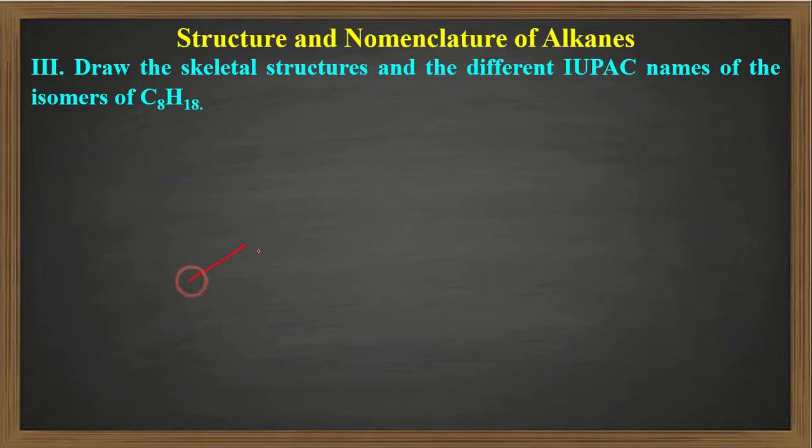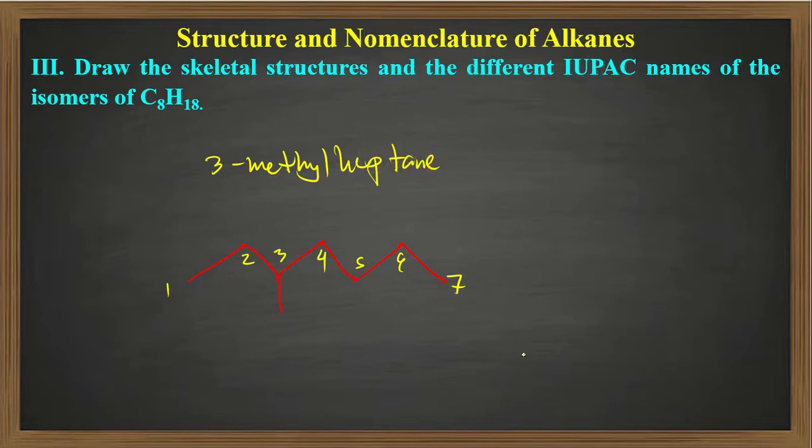So, this will be 2, 3, 4, 5, 6, 7. This will be our carbon number 3 there. 1, 2, 3, 4, 5, 6, 7. So, this will be 3-methyl heptane. It is the same. Even if you start from the other end, it is the same. This is carbon number 1, number 2, number 3. That is 3. Still 3-methyl heptane.